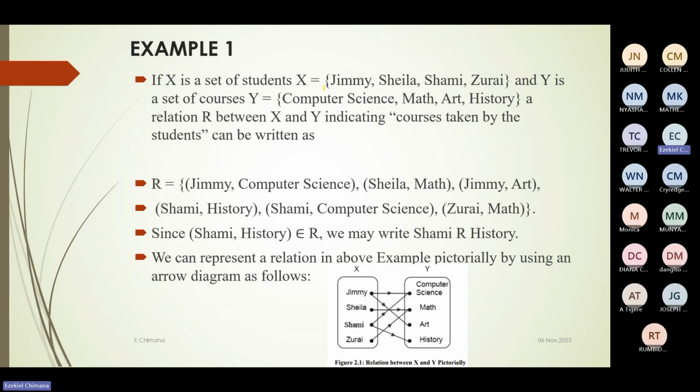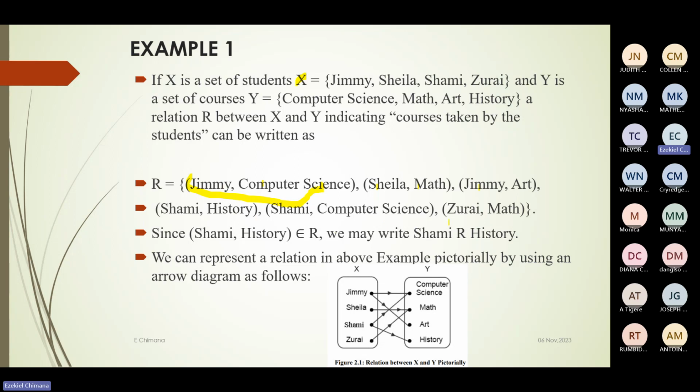This is just an example. Let's say we have a set of students called X, which has Jimmy, Shayla, Shami, and Surai, and Y is a set of courses like computer science, maths, art, history. A relation R between X and Y, indicating courses taken by students, can be written like this: Jimmy is taking computer science, Shayla is taking maths, Jimmy is taking art, Shami is taking history, Shami is taking computer science, and so on.